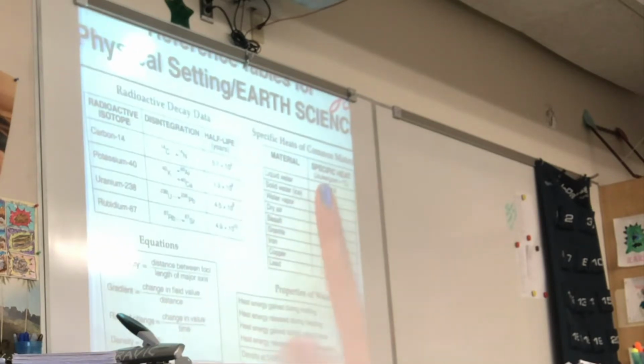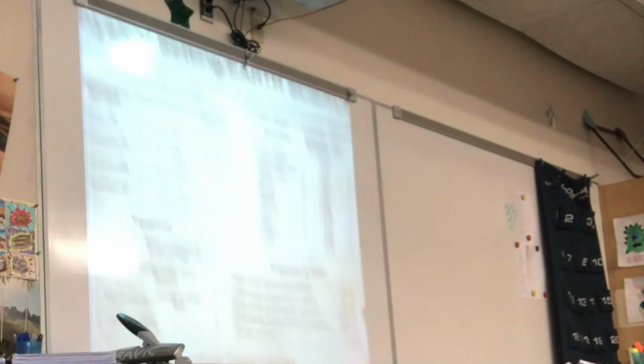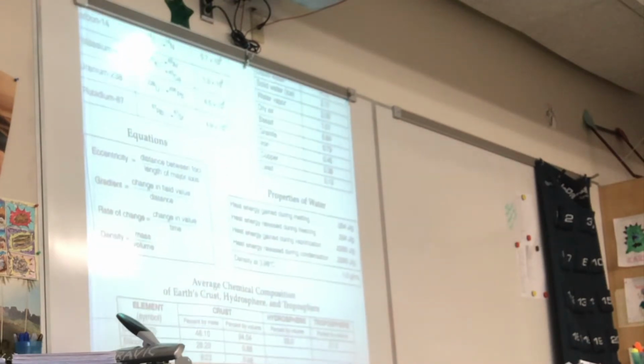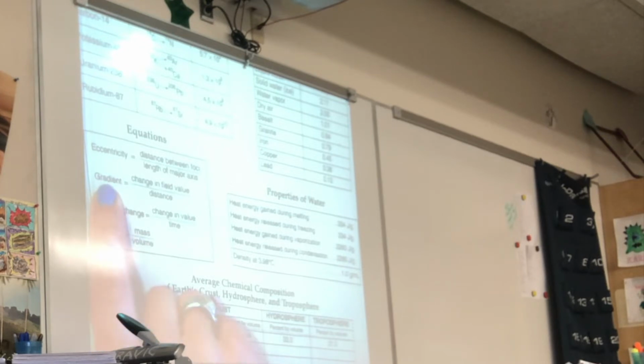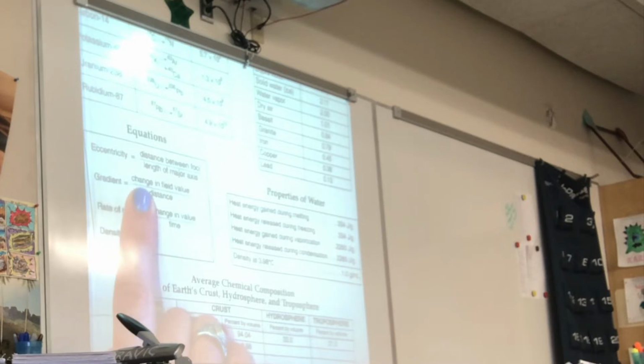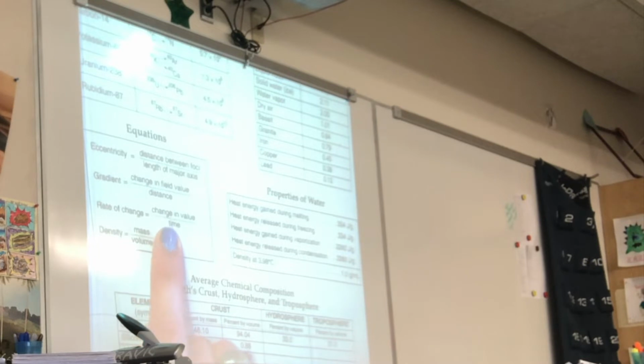Don't need to worry about specific heat for the midterm. We haven't gotten there yet. For equations, we've used all of these except eccentricity. So gradient, that was on your lab exam. Change in elevation, which you get off the contour elevation lines, divided by the change in distance between. It just basically tells you how steep the area is. It's rise over run. Rate of change is very similar, except instead of dividing by distance, you're dividing by time, so it's going to give you speed.